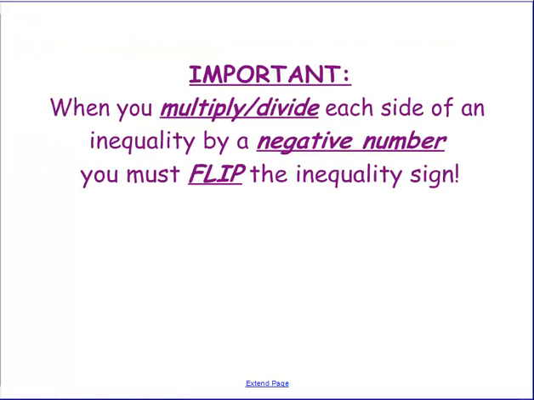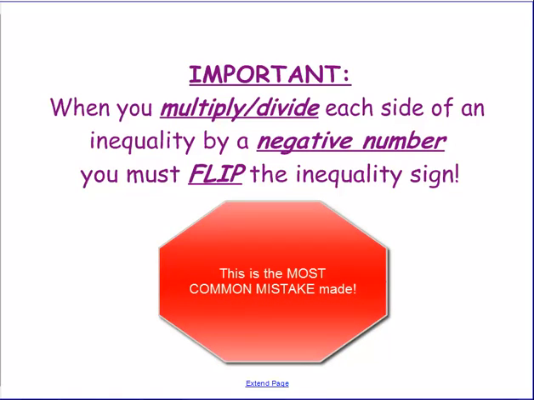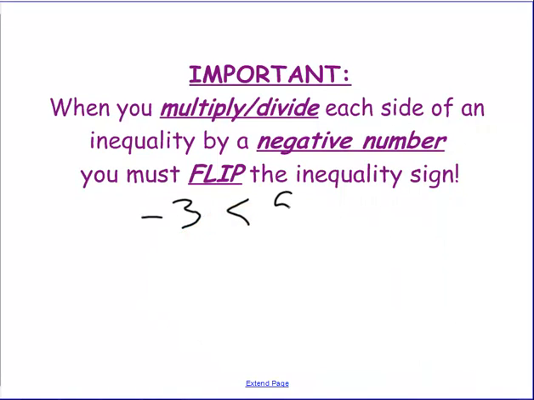The one important thing that you need to remember from last year: anytime you multiply or divide each side of an inequality by a negative number, you must flip the inequality sign. Let's look at an example here. I have the inequality negative 3 is less than 5, and I think we all agree that negative 3 is smaller than 5. However, if I was to multiply each of these sides by a negative number, in this case negative 1, something interesting happens.